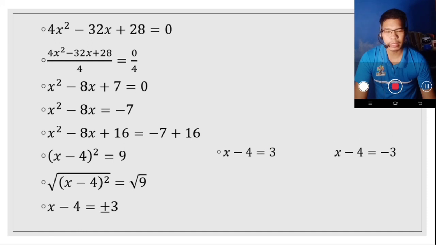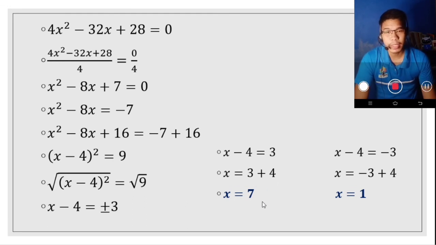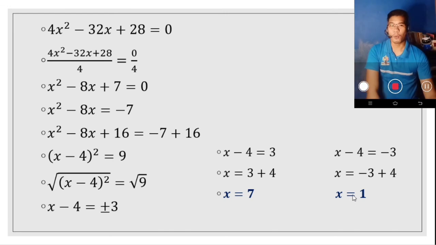Again, we transfer negative 4 to the other side of the equation. This is what will happen. This is x equal to positive 3 plus 4. Next, x is equal to negative 3 plus 4. And then we simplify. The first x is 3 plus 4, which is equal to positive 7. And then the second x, negative 3 plus 4, that is equal to positive 1. So therefore, the solutions of 4x squared minus 32x plus 28 equal to 0 are positive 7 and positive 1.